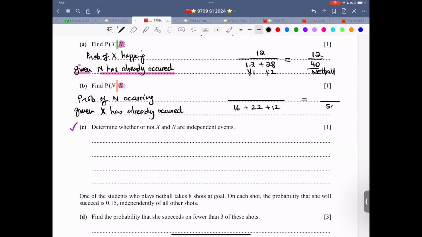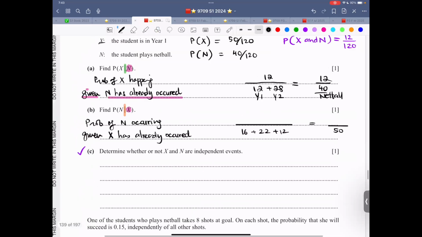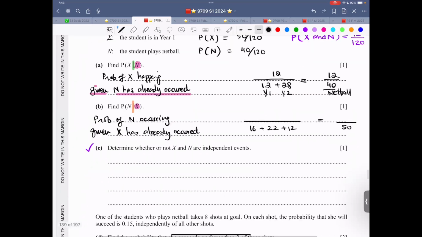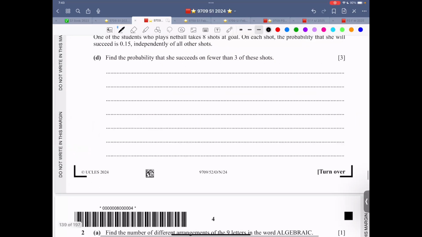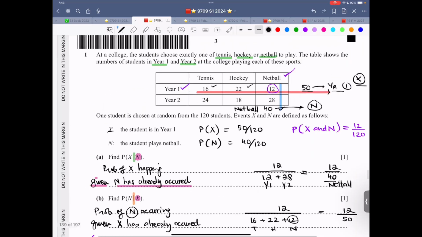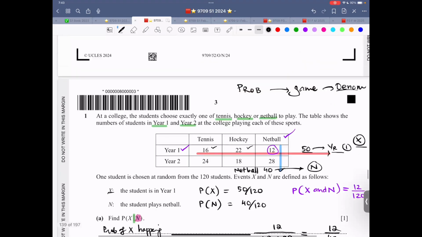This adds up to 50. There are three sports: tennis, hockey, and netball. This is tennis, this is hockey, this is netball. Probability of N occurring, so this 12 again goes up. So this answer is 12 over 50. Now that is how this particular question is done. Now we are moving to C. There is C, there is D. The first question has 4 parts. That's very strange, but expect the unexpected.